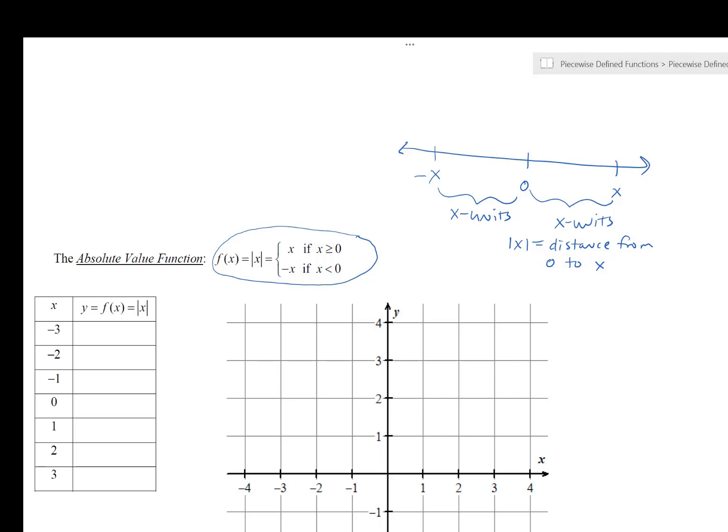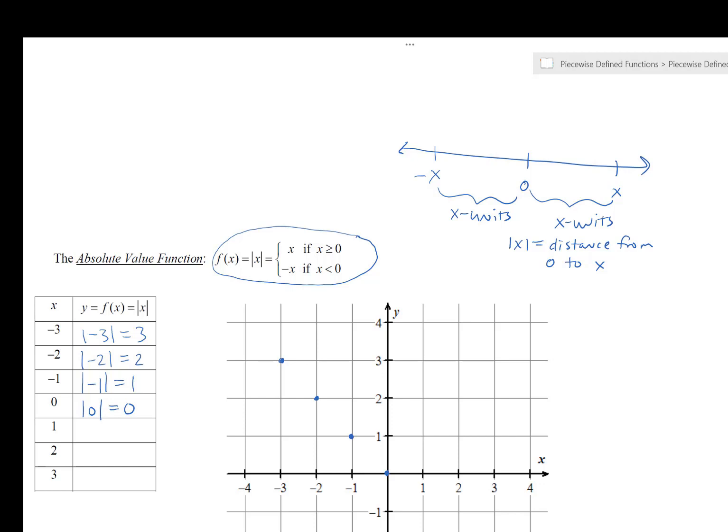And we could do this by filling in the table of values that's given to us to the left here. So if x is negative 3, the absolute value of negative 3 is 3. If x is negative 2, then the absolute value of negative 2 is 2. Go ahead and plot those 2 points real quick. When x is negative 3, the output is 3. When x is negative 2, the output is 2. If x is negative 1, the output is 1. If x is 0, the absolute value of 0 is 0.